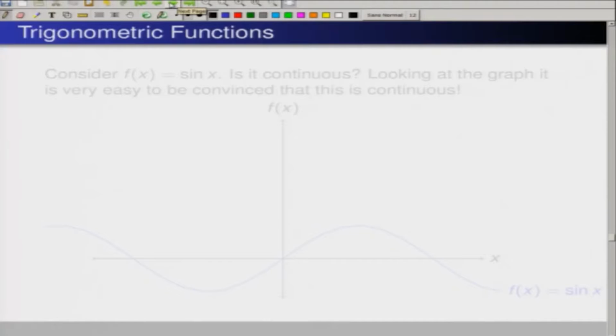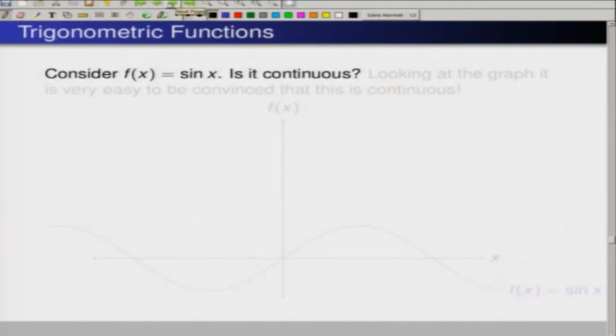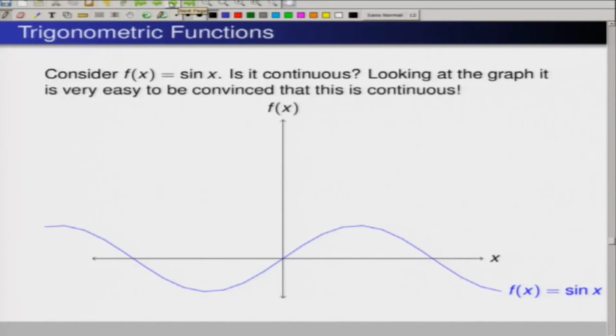Now, so we have shown that the polynomials are continuous functions. Now, what about the trigonometric functions? So, you see we know that if we consider sin x, then is it continuous? If you sketch the graph of sin x, then you can see that this is a continuous function. It is very easy to convince oneself that this is a continuous function, but how do we prove it? We want to prove that limit x goes to a, sin x is equal to sin of a.